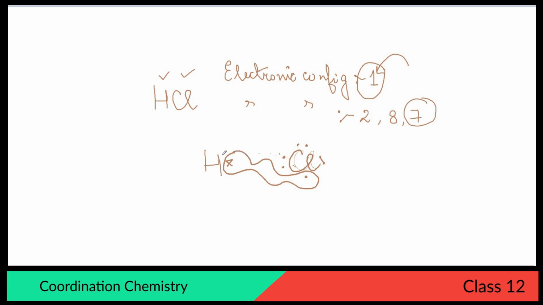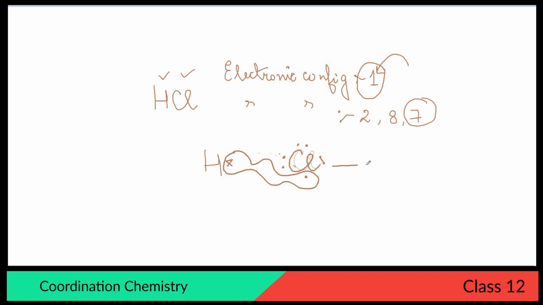Now, what happens? When H shares its electron with Cl, then H has a total of 2 electrons: 1 of its own and this electron that it has shared from chlorine. Whereas chlorine fulfills its octet by sharing its electron with hydrogen. We'll just check it right now. 1, 2, 3, 4, 5, 6, 7, which was its own, and the one which it has just shared, right? So both have attained their respective octet and duplet configurations by sharing their electron.